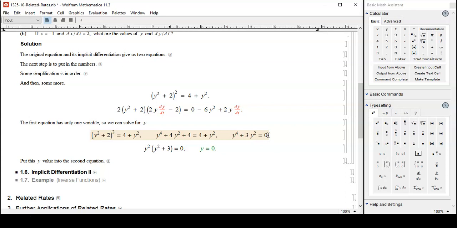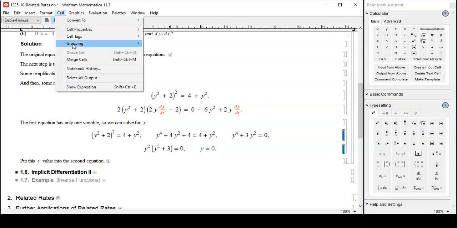So there you go. Break up this complete square, and we get this. And then some simplification, 4 cancel out, subtract y squared, and that's what we get. Y to the fourth power plus 3y squared is equal to 0. And as a matter of fact, I showed you this a bit prematurely.